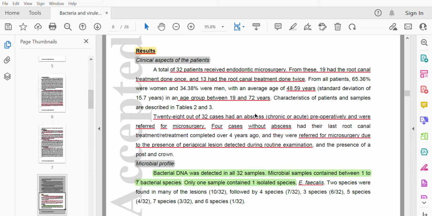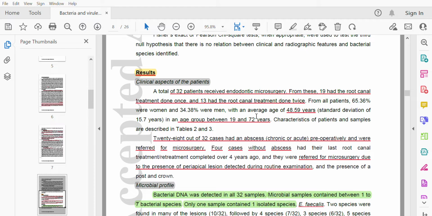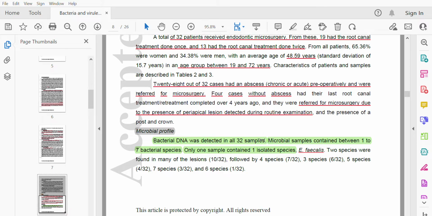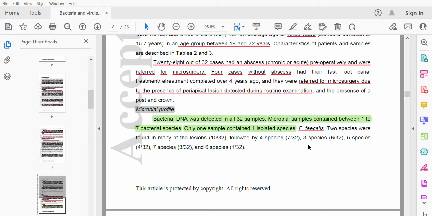Regarding the results, 19 of the total 32 patients receiving endodontic microsurgery had root canal treatment done once, and 13 had root canal treatment done twice, which is about half the cases having retreatment. The mean age was 49. 28 out of 32 were diagnosed preoperatively with acute or chronic abscess, and 4 of them were without abscess and had surgery due to the presence of periapical lesions found during routine examination.